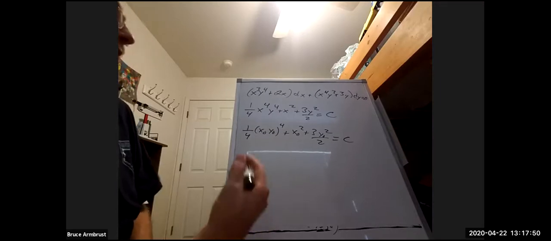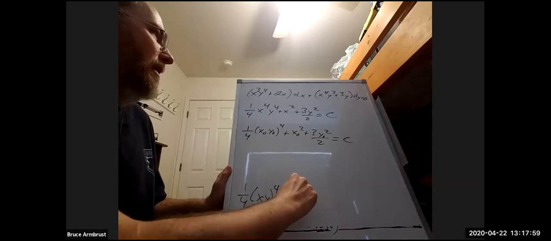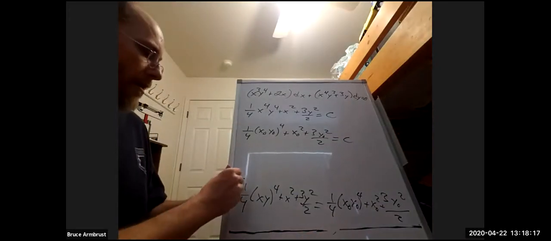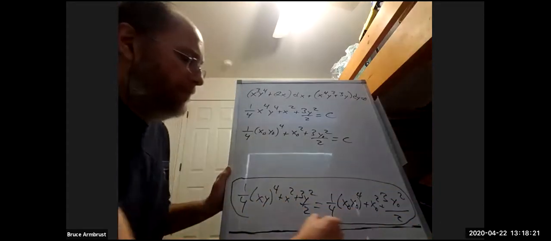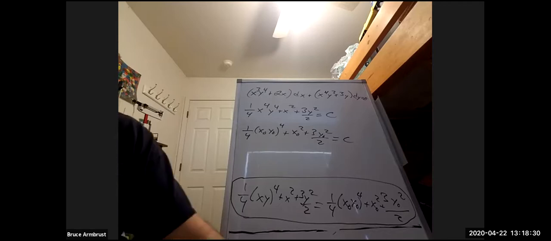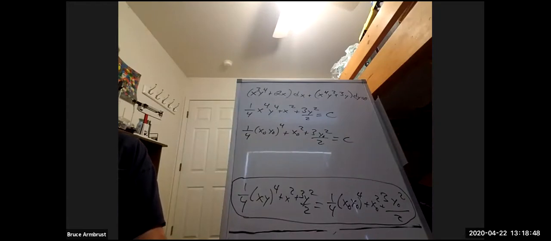So in terms of the solution to the initial value problem, I'm going to write it down here at the bottom. It's going to be 1/4 x y to the fourth plus x squared plus 3y squared over 2 equals 1/4 x naught y naught to the fourth plus x naught squared plus 3y naught squared over 2. Okay, so there's our solution. But is it unique? So now what we need to do is go back and check 2.3.1 or whatever that theorem number was. So what we need is the parent function. We can look at its continuity and then look at its partial with respect to y and check that continuity.